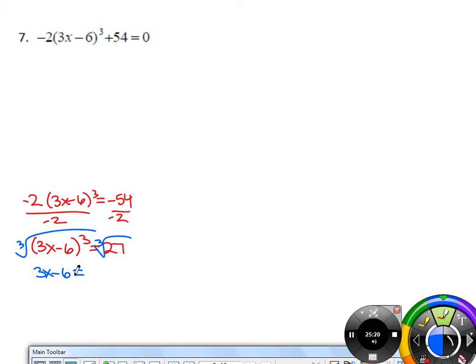So the cube root of 27 is 3. If it didn't break down perfectly, you would break it down however you could, and it's okay to leave something with a cube root or a square root in your answer like we did with the quadratics. Okay? And then we would just keep solving like before, to get our x value.